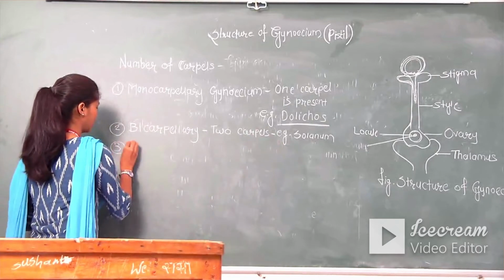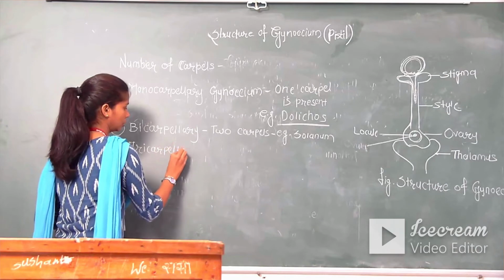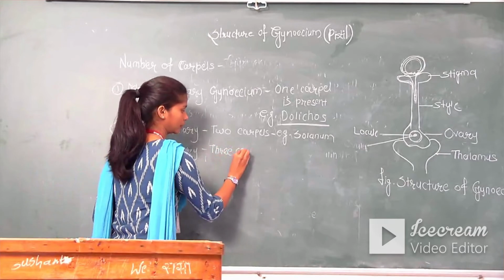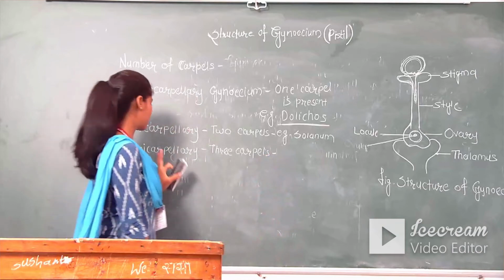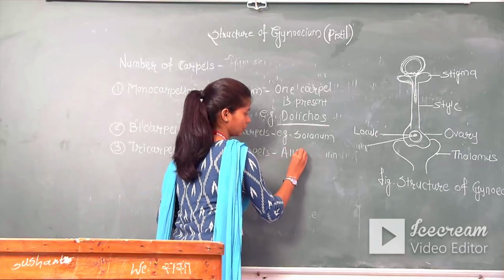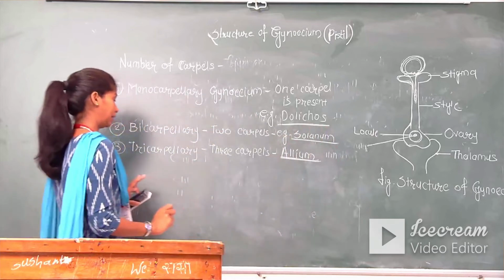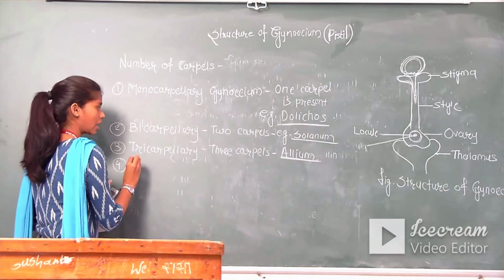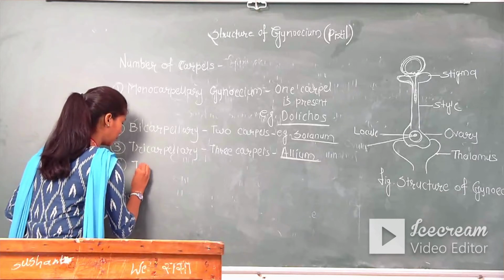If three carpels are present, then that gynoecium is known as tricarpellary, and example is Allium. These are some botanical names. They should be underlined if handwritten. Then, if there are four carpels, then that gynoecium is known as tetracarpellary.